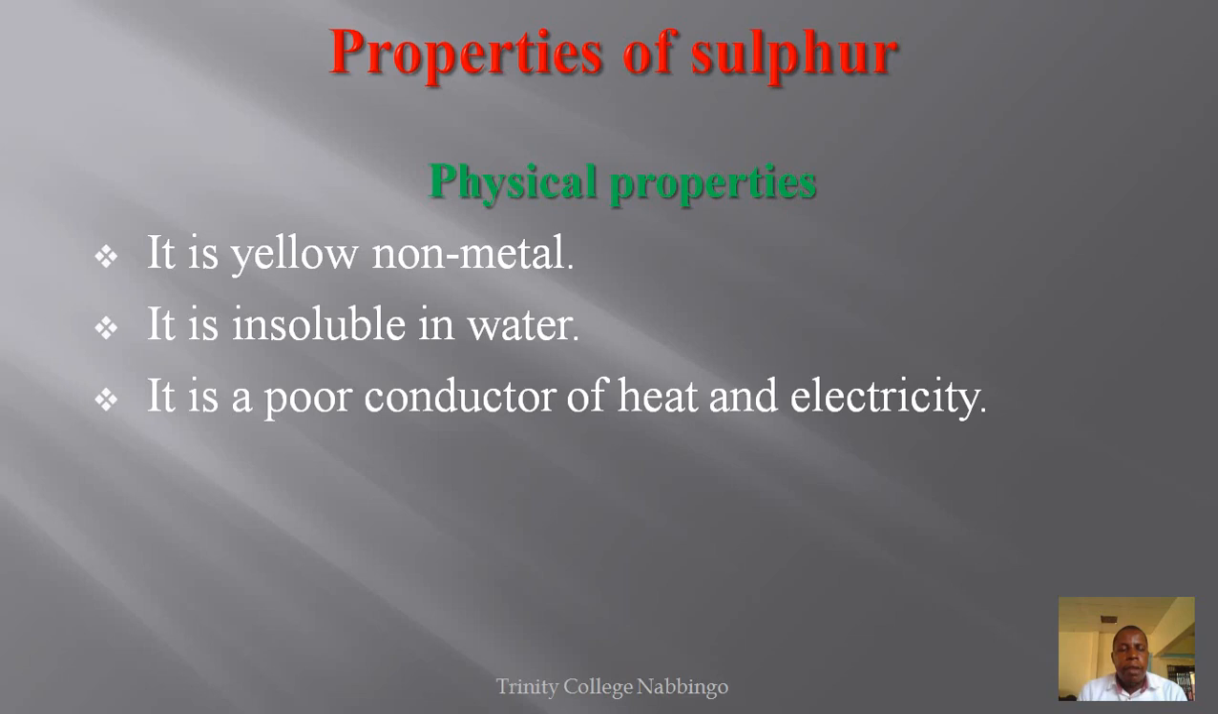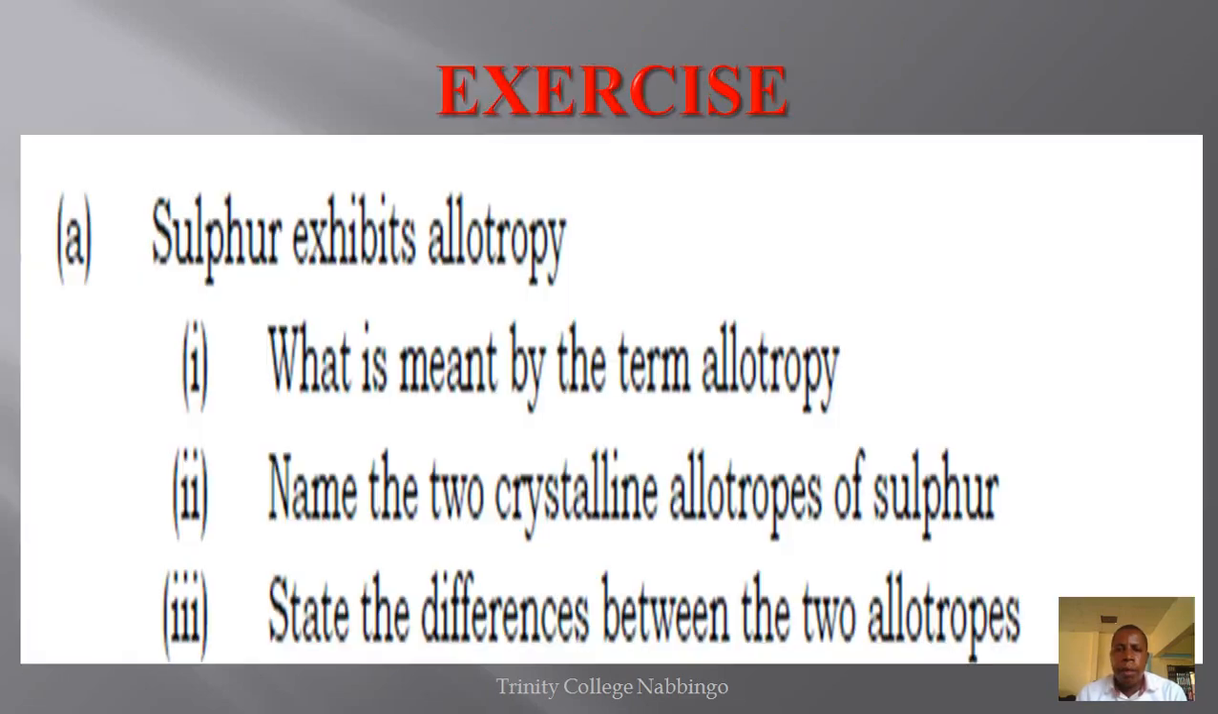And then secondly, it is insoluble in water. It doesn't dissolve in water, which is a polar solvent. It dissolves in non-polar solvents, like we have seen, carbon disulfide, methyl benzene. Those are examples of non-polar solvents. And then lastly but not least, it being a non-metal, it is a poor conductor of heat and electricity, because it lacks free and mobile electrons.